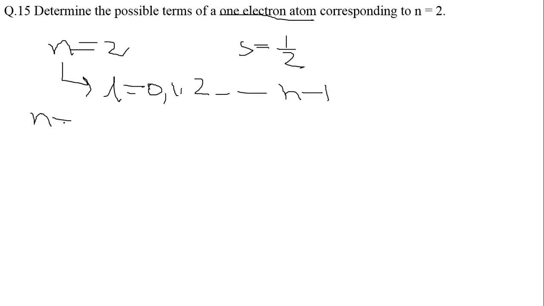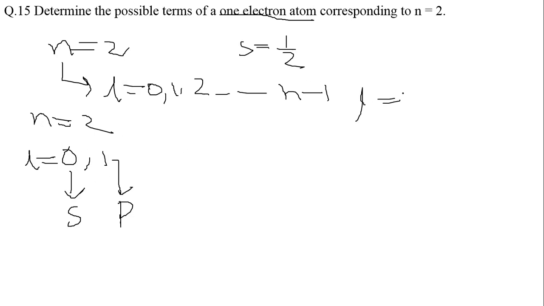So for n equal to 2, the L value will be how much? L value will be 0 and 1, because the maximum value of L is n minus 1. So for L equal to 0, we have S, and for L equal to 1, we have P. Since here it is given one electron atom, we will consider only one electron. So this small l is also equal to capital L, and this S is half.